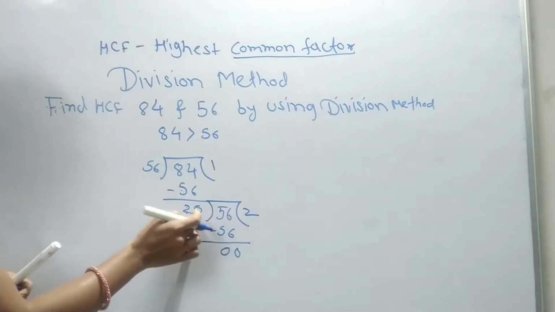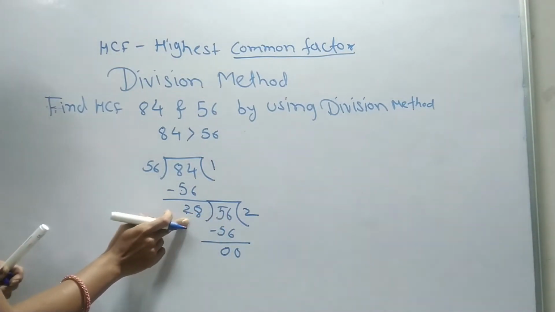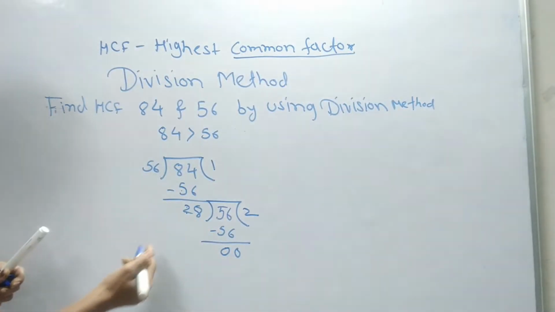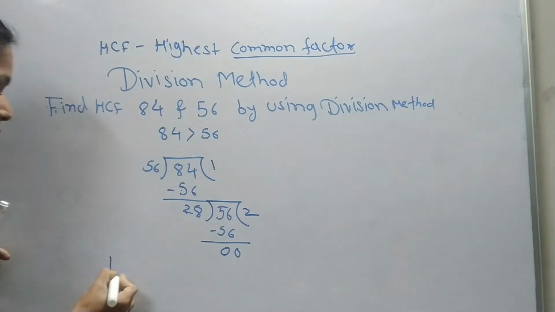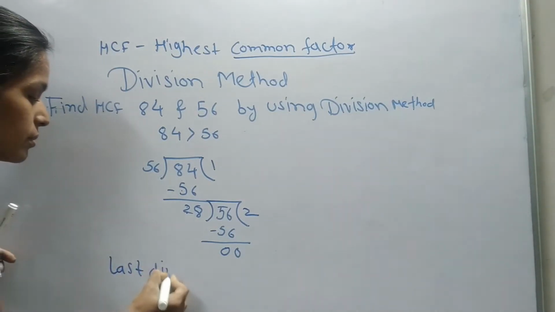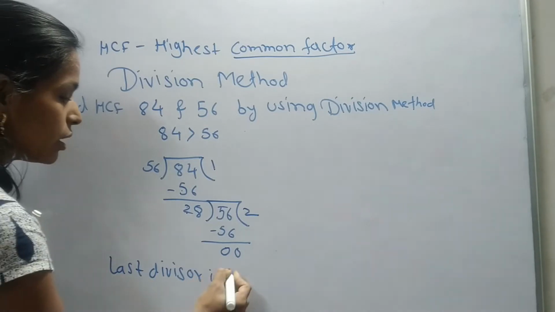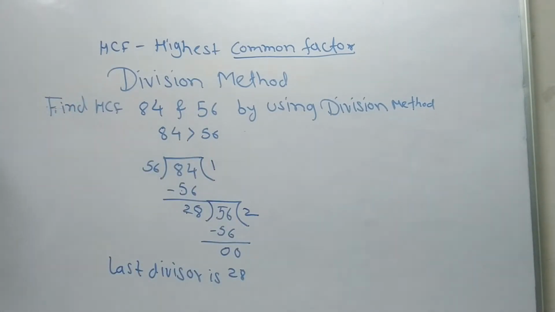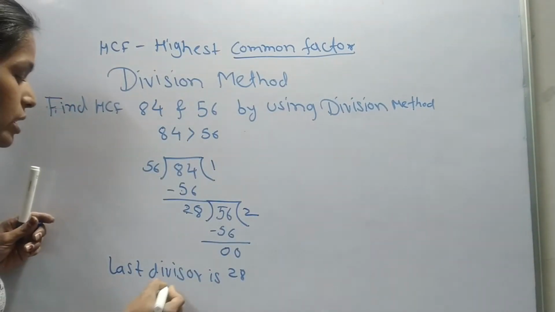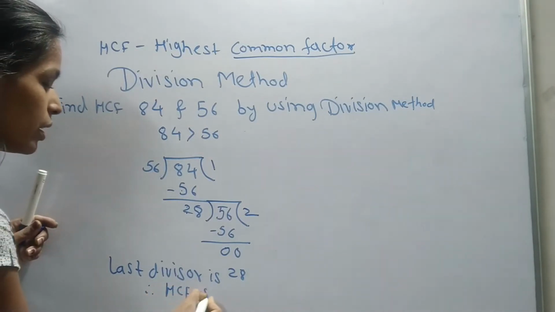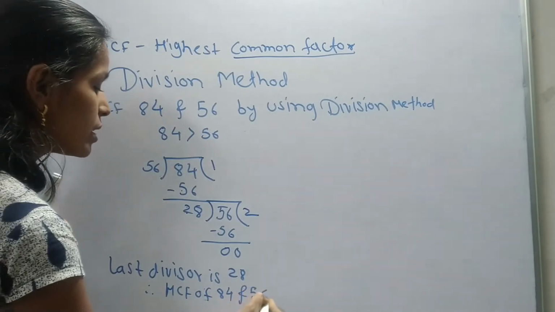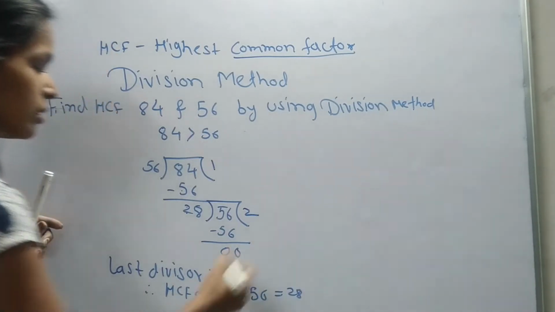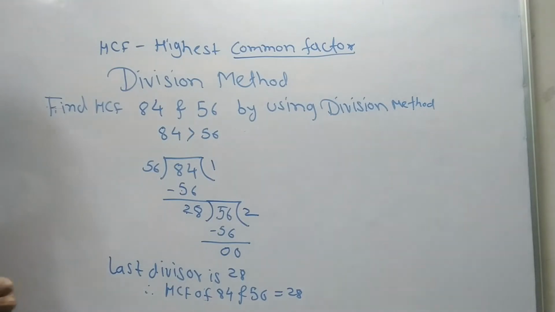At which stage? Here, if we divide by 28, तो 28 से डिवाइड करने पे हमको 0 मिल रहा है. So the last divisor is the HCF of the given numbers. So the last divisor is 28. Therefore, the HCF of 84 and 56 is 28. Last divisor जो होता है that will be the HCF. One more example we will see.